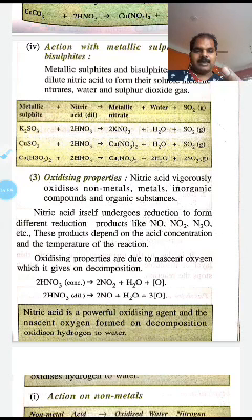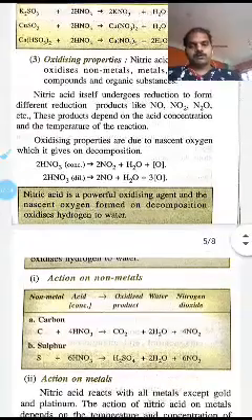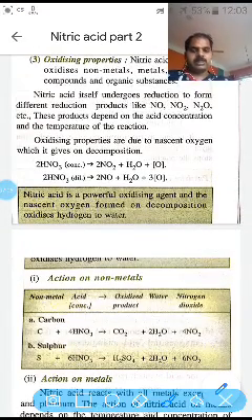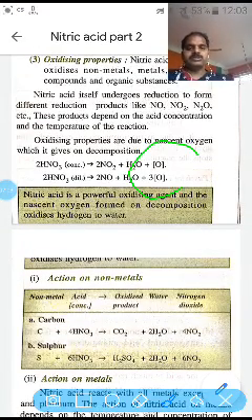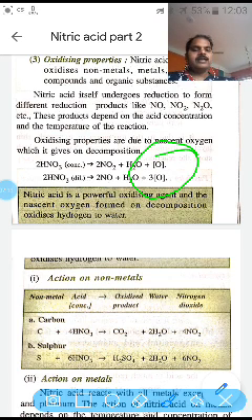Nitric acid is a very good oxidizing agent. It oxidizes both metals and non-metals. What is the cause? The main cause for nitric acid oxidizing is that it can produce nascent oxygen, and this nascent oxygen reacts.